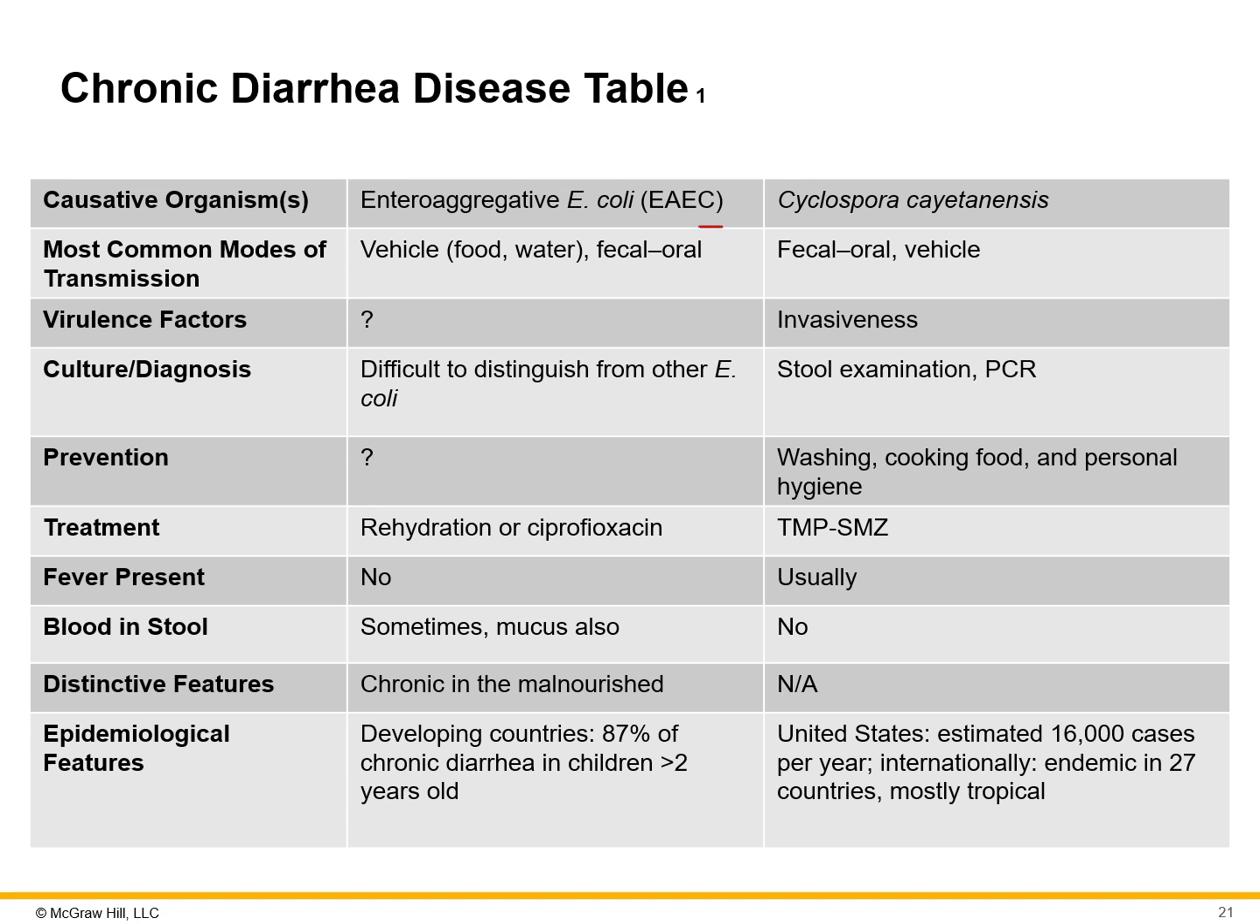So again, our two that we're focusing on here are the EAEC and the Cyclospora, with E. coli being bacterial and Cyclospora being a protist. With all of these types of diarrhea, the treatment is rehydration. In some cases, antibiotics, but replenishing fluids and electrolytes is the main treatment for all of these types of diarrhea.